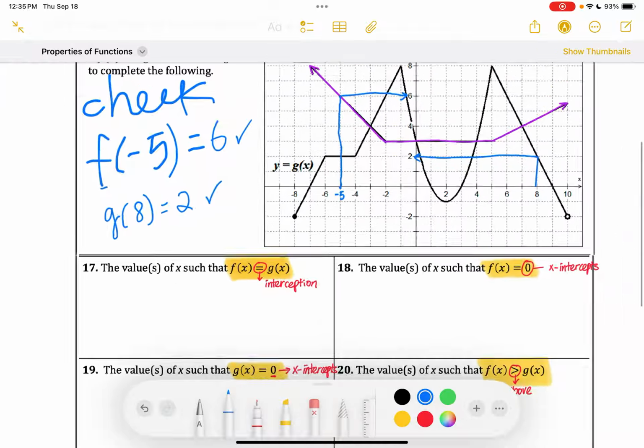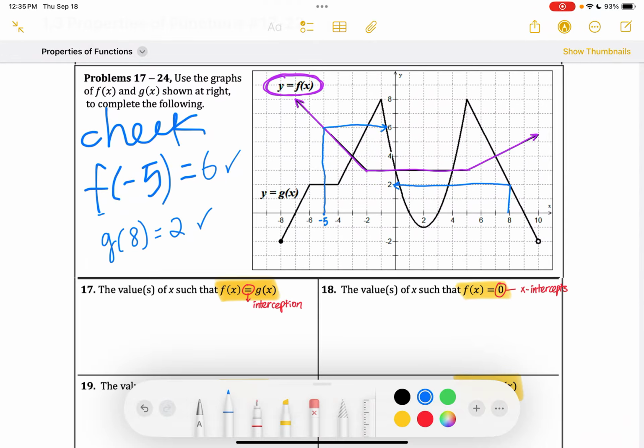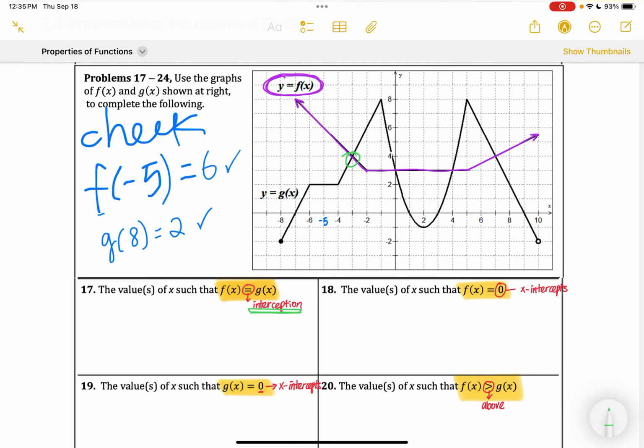All right, number 17. Find the value of x such that function f of x is equal to g of x. In class, I mentioned that the equal sign just tells us where the two functions intersect each other. So what you see is what you got. We know the intersection has to be where both functions intersect. So I see one location, 2, 3, 4. Because they want us to figure out the x value, what you see is what you got.